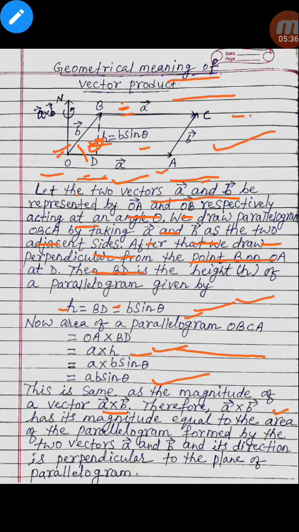Therefore, A cross B has its magnitude equal to the area of the parallelogram formed by the two vectors A and B, and its direction is perpendicular to the plane of the parallelogram. This is the direction, and this direction is perpendicular to the plane of this parallelogram OBCA.